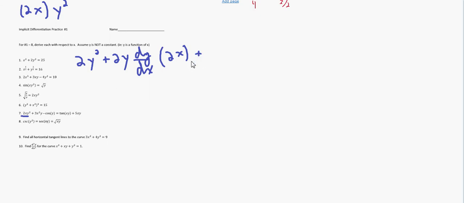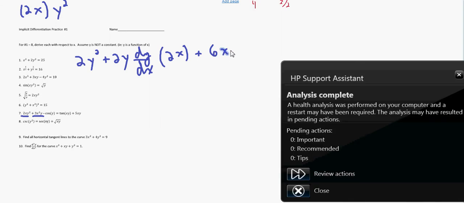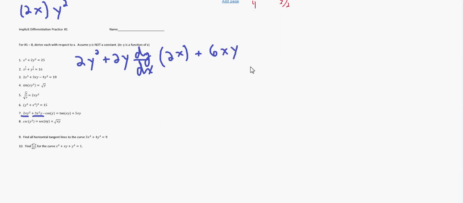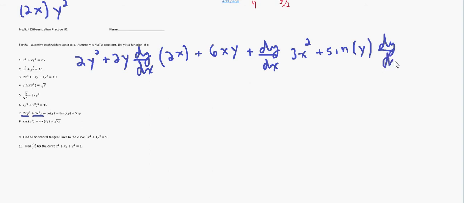Plus, now we derive the second thing. That's also the product rule. We're going to derive this guy. Deriving the first thing, 3x squared becomes 6x times y. Very good. Plus, deriving the second part is just y, so that's just dy/dx times 3x squared. Okay. Minus, deriving cosine turns into negative sine, so that's going to be plus sine y, and then you derive the inside of that, which is dy/dx.